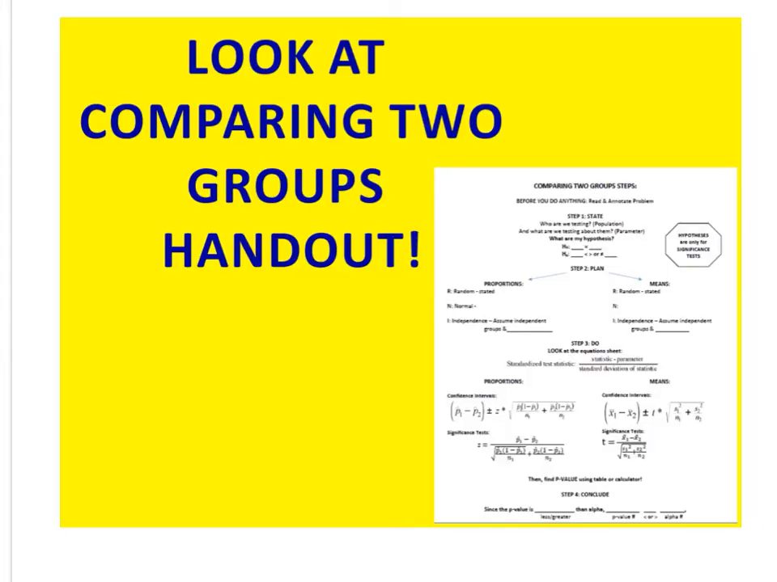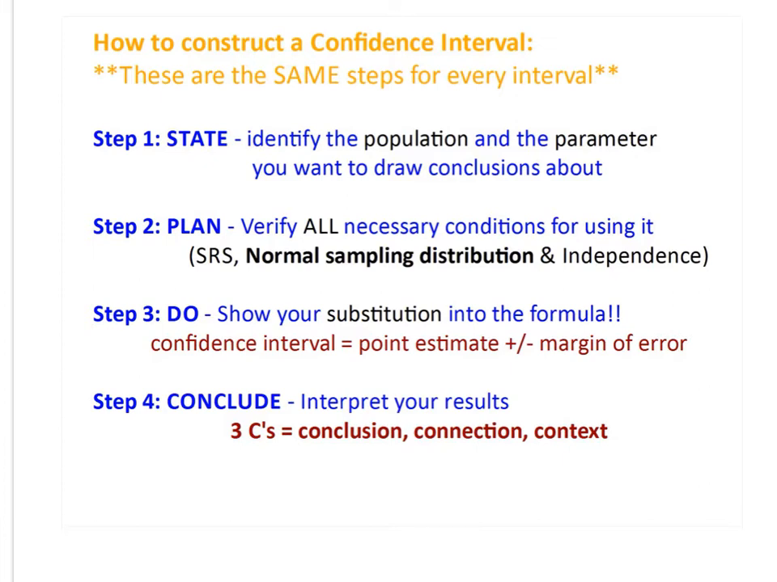So get out your comparing two groups step sheet. So this is a new sheet. I'm not sure what color it's going to be, but the other one was orange. This is not the orange one. This is a new one. So get out this sheet. You should have just gotten it. And let's take a look at these 4 steps.